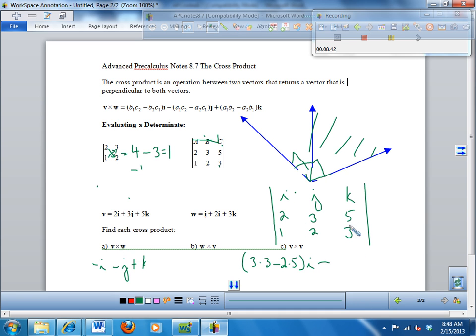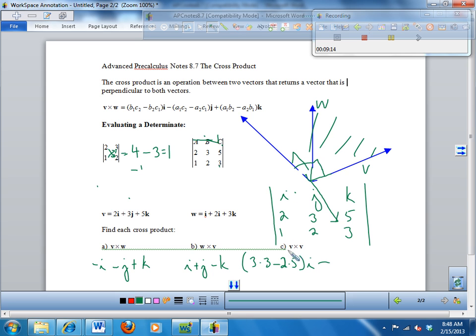Now if I switch the order of these things, this is going to flip signs. So W cross V is going to go I plus J minus K. So in other words, say this is V over here and W over here. That one might return this vector, which is perpendicular to both of those. And W cross V would return a vector going this way. But in both cases, they're perpendicular to those 2 vectors.